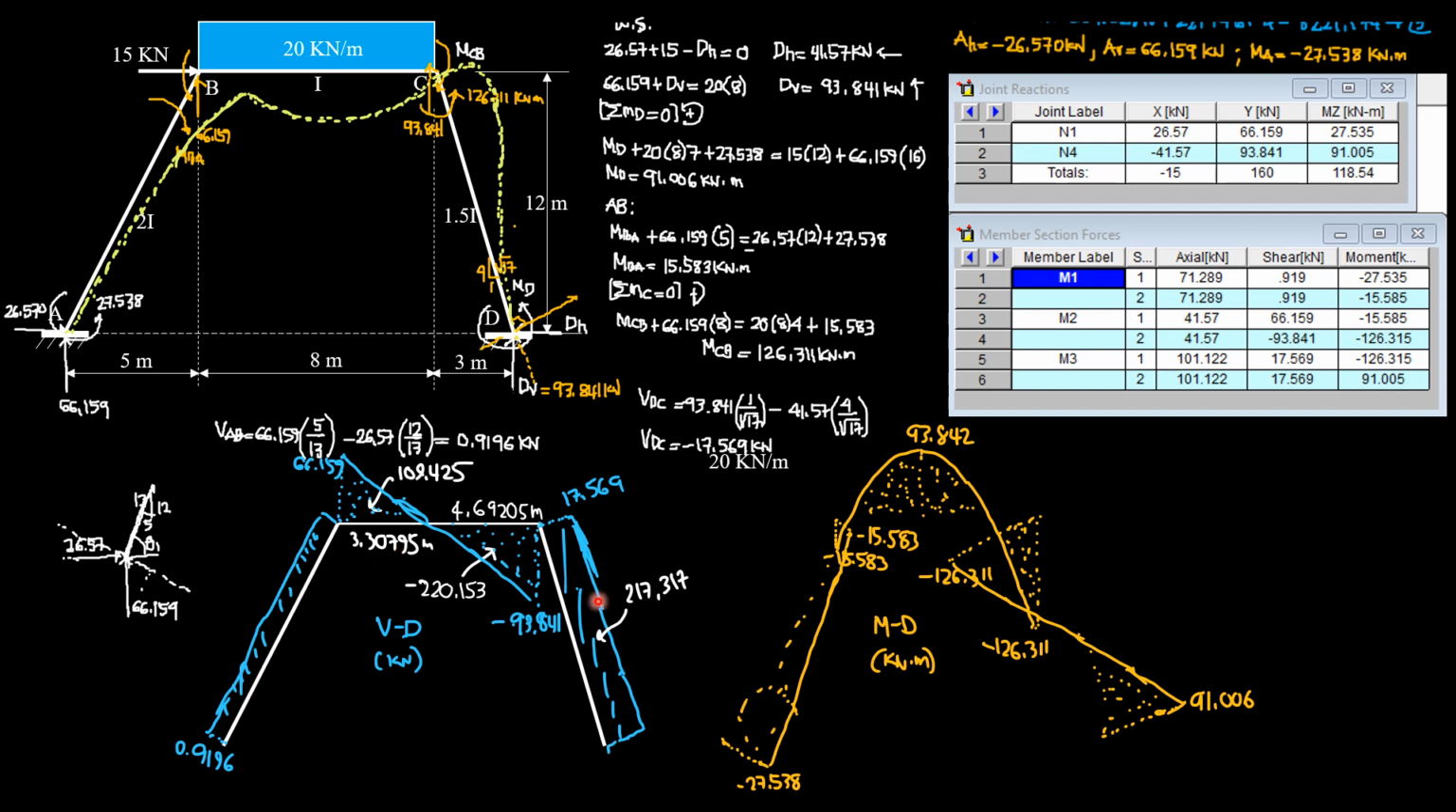So this is the shear diagram. This distance, which is 3.30795 meters, is obtained as 66.159, that's the shortcut, divided by 20, so 3.30795 meters. Or the other way is, if you're not familiar with my technique, that is actually shear equation equate to 0. So the shortcut is shear divided by the uniform load 20. So 3.30795 meters. And this distance is 8 meters minus 3.30795, 4.69205 meters.